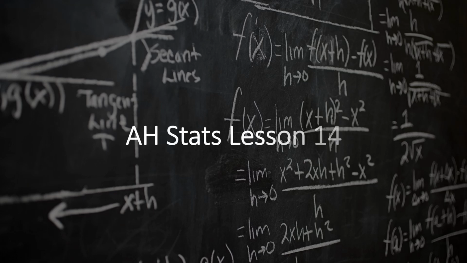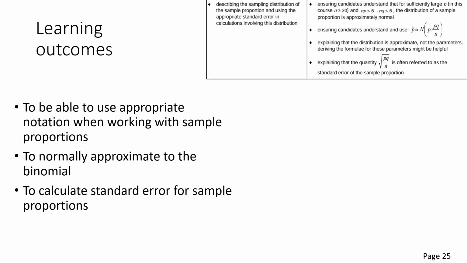Welcome to lesson 14 of the Advanced Higher Course Spec. In this lesson, we will be looking at normal approximation for binomial sample proportion. You'll find this skill on page 25 of the Advanced Higher Course Spec.